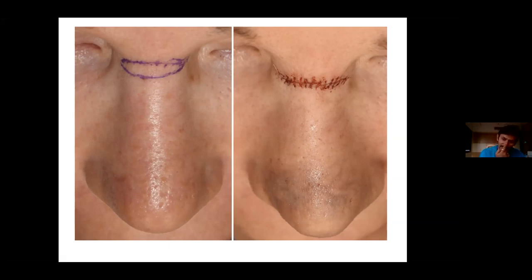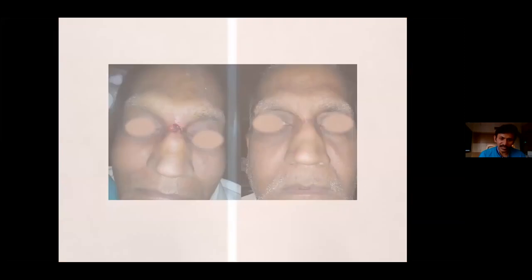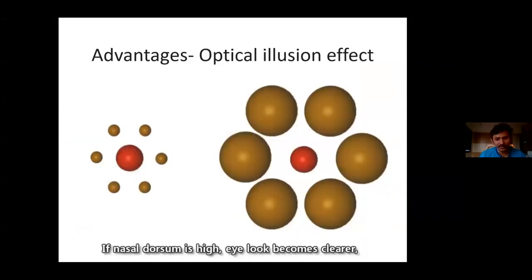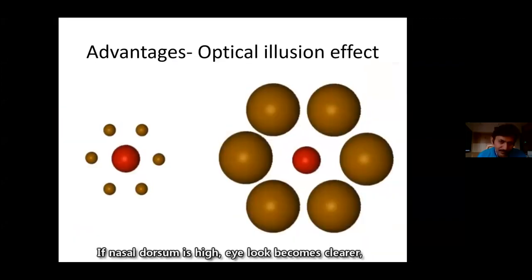You may undermine the skin on the dorsum and just suture it back together. This also can elevate the tip to some extent and give the patient a little bit of relief from blockage due to the internal nasal valve collapse. So here is an example. Only by taking this suture, we could improve the nasolabial angle, and a little bit of breathing difficulty could be solved. So the advantage of aesthetic rhinoplasty is when the dorsum is higher, your eyes look more clear.